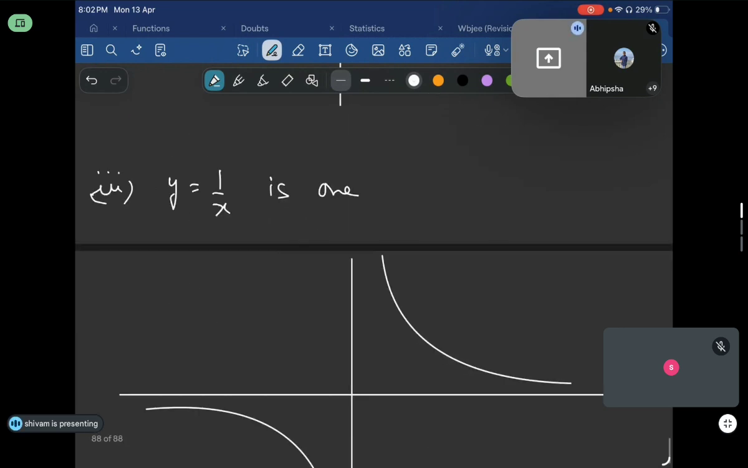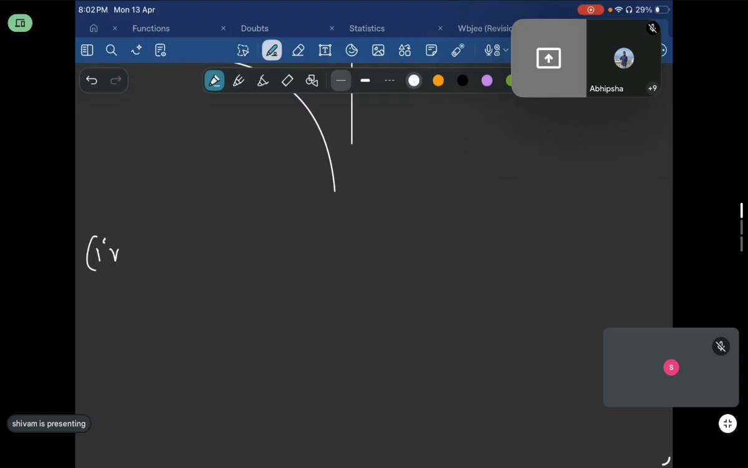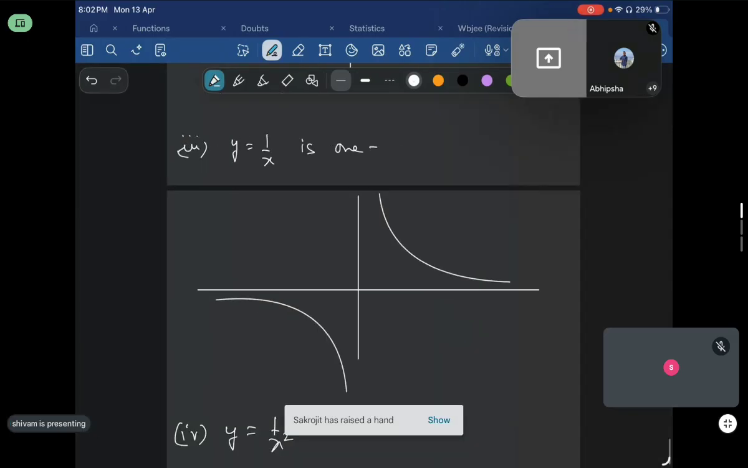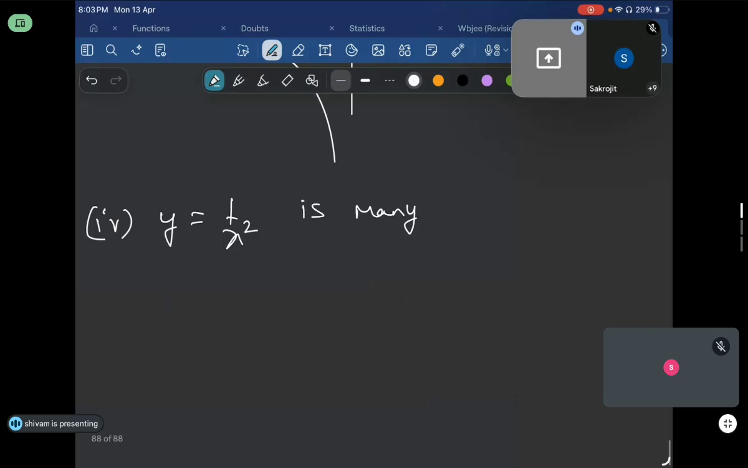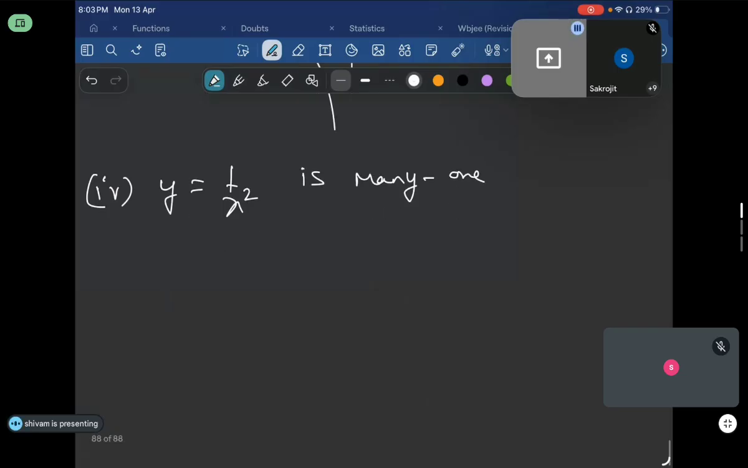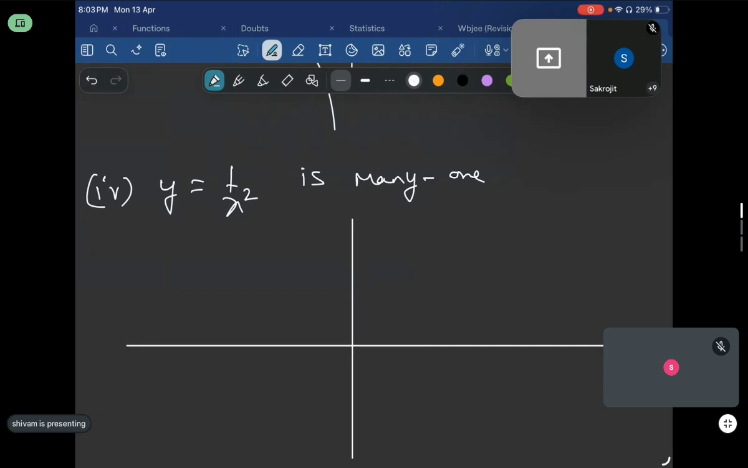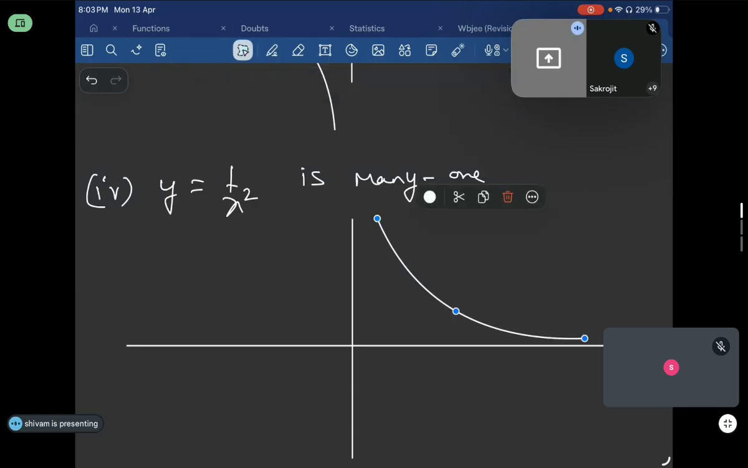Number 4: y equal to 1 by x square. 1-1 or many one? Raise your hand. So many one. Y equal to 1 by x square is many one. Very easy. 1 by 2 square is also the same, and 1 by minus 2 square is also the same. Without even the graph, you can understand. But how will the graph look, everyone? Pay attention. It will also be hyperbolic, in the first and the second quadrant.